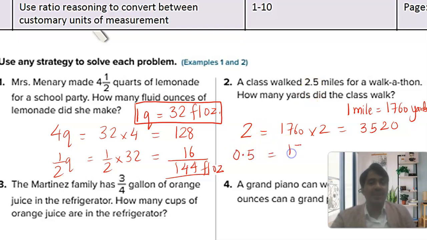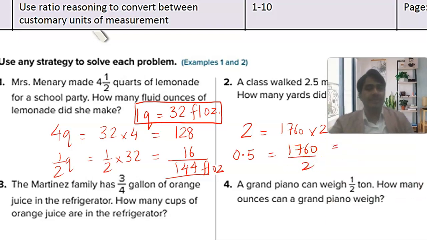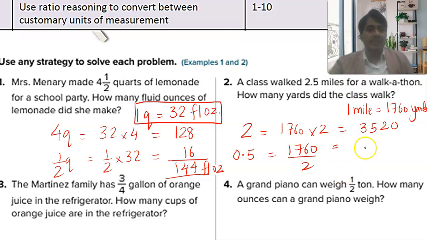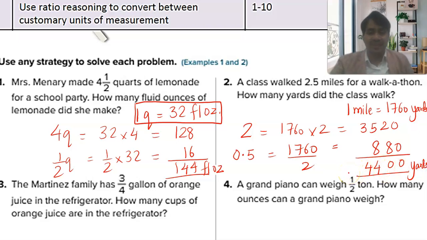That means half a mile. 1760 divided by 2. When you divide by 2, you get 880. So the total is 3520 plus 880, which is 4,400 yards.